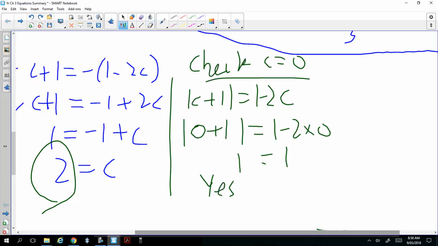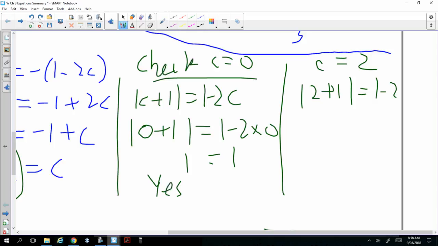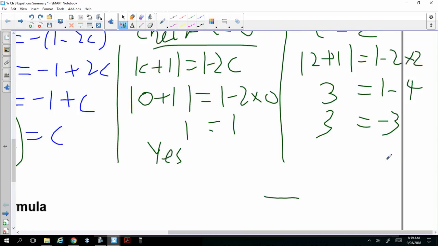We're going to check c equal to 2. So we get 2 plus 1 equal to 1 minus 2 times 2. One is 3, the other one is negative 3. Often if one doesn't work, they will be equal in size, but one of them will be negative and one positive. So that means this is no. Your final answer is c equal to 0 only, which means there's only one solution.